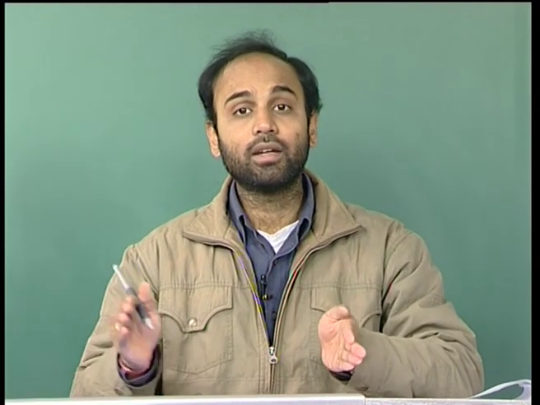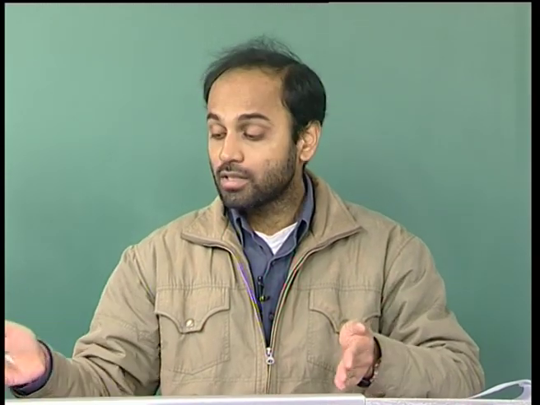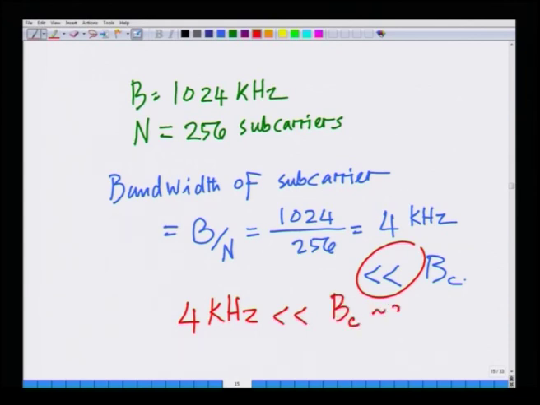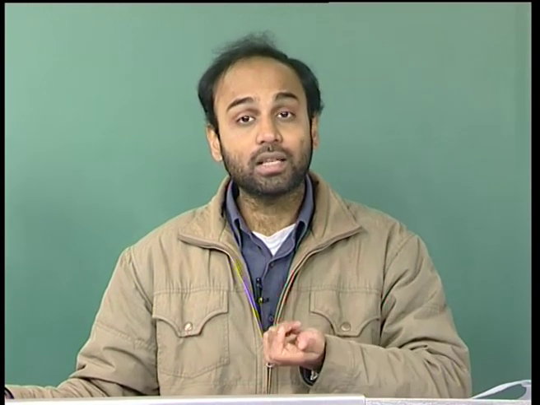So, look at the bandwidth of each subcarrier in this system. I have 256 subcarriers. I am dividing the net bandwidth amongst these narrow band subcarriers. The bandwidth of each subcarrier is 4 kilohertz, which is much less than the coherence bandwidth. This 4 kilohertz is significantly less than BC, which is approximately 200 to 300 kilohertz. Hence, each subcarrier experiences frequency flat fading. Remember, the bandwidth is much less than the coherence bandwidth, hence the fading is frequency flat and there is no intersymbol interference across the subcarrier.